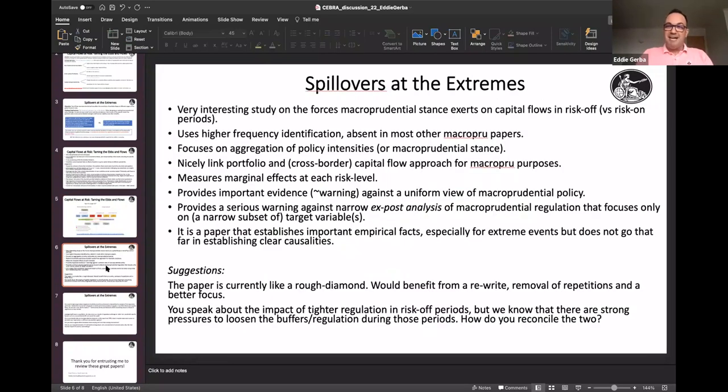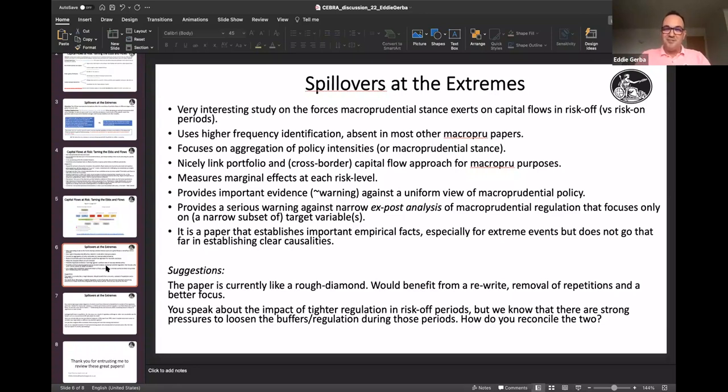To the other paper, very interesting studies on the force that macroprudential stance exerts on capital flows, in particular in risk-off periods versus what you call normal periods. Hopefully they remain normal.